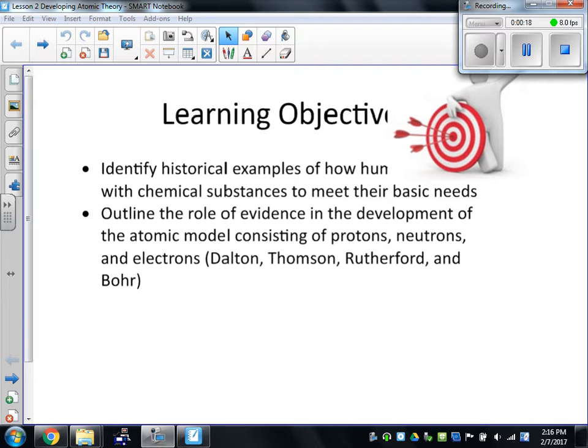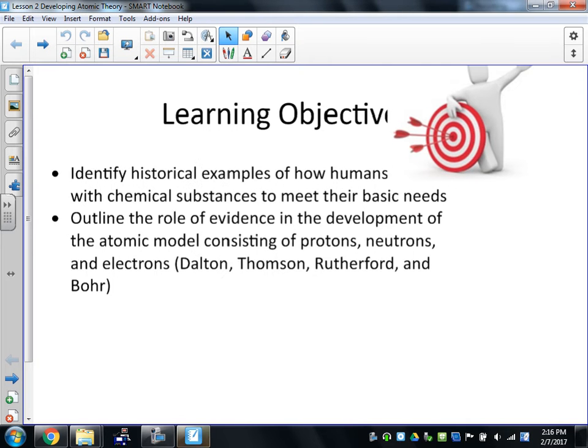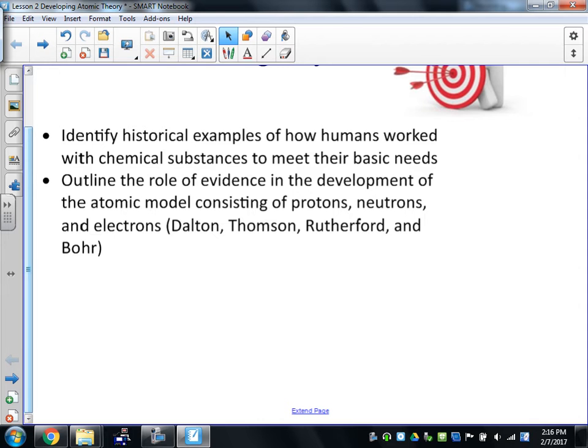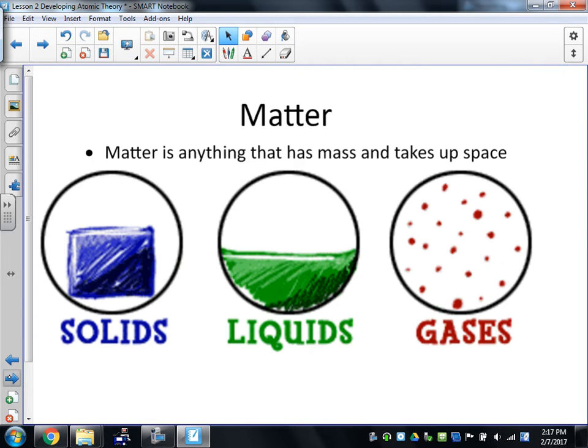Identify historical examples of how humans worked with chemical substances to meet their basic needs. That was back in the day here. Let's see how humans worked with chemical substances. Outline the role of evidence in the development of the atomic model consisting of protons, neutrons, and electrons for Dalton, Thompson, I should say, Rutherford, and Bohr. Okay.